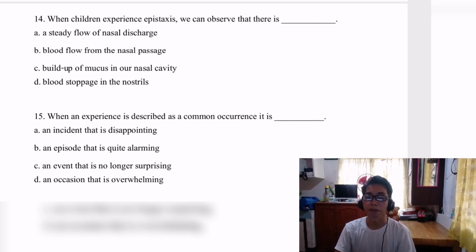Number 15. When an experience is described as a common occurrence, it is blank. A. An incident that is disappointing. B. An episode that is quite alarming. Letter C. An event that is no longer surprising. And letter D. An occasion that is overwhelming.